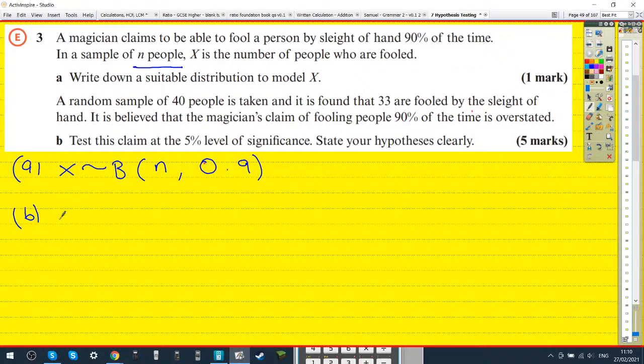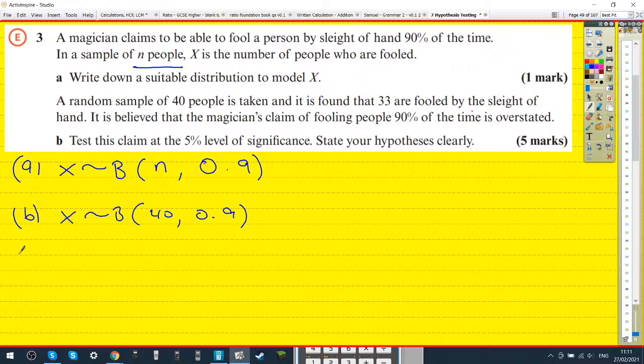Okay. And so use any way you want. It doesn't have to be my way. Okay, so n is 40. Yeah. And then p is 0.9. Would the lower be 33 and the upper be 40? 40, 0.9.